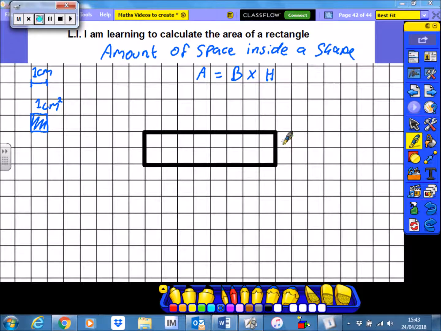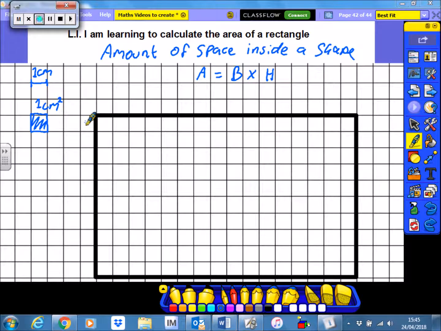So we've got another rectangle here. I can see that this side is 2 centimeters. This side is 2, 4, 6, 8 centimeters. Therefore, if area equals base times height, it's going to be 8 times 2, which is going to be 16 centimeters squared. And again, we can see why this is. There are 2 rows, each one 8 centimeters long. So that is 2 times 8, which is 16 square centimeters.